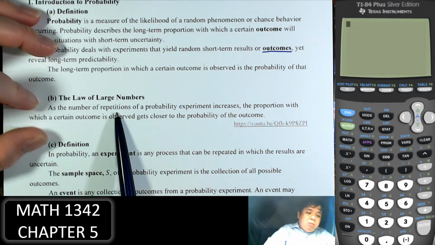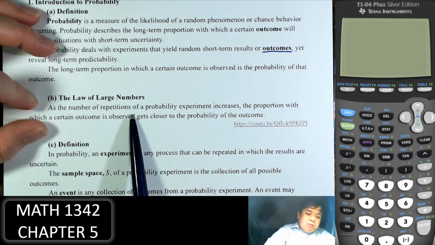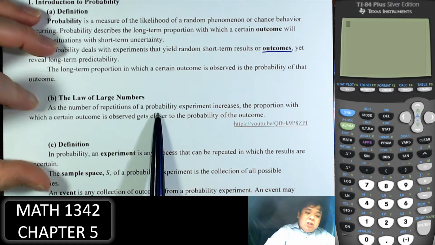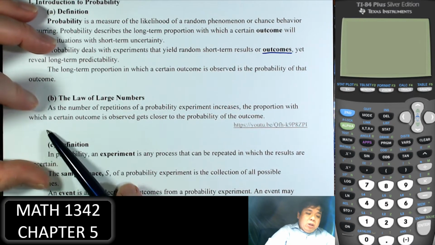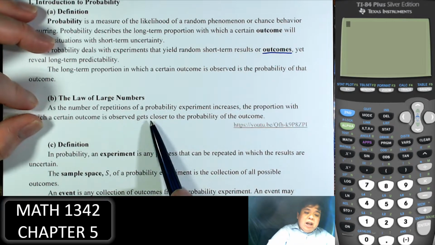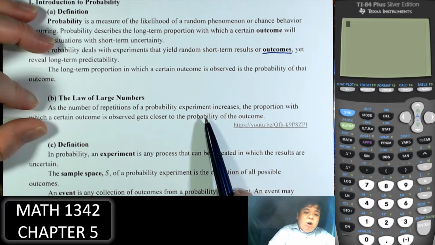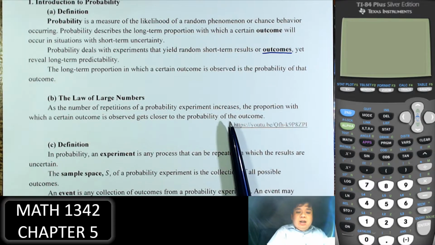As the number of repetitions of a probability experiment increases, the proportion with which a certain outcome is observed gets closer to the probability of the outcome.